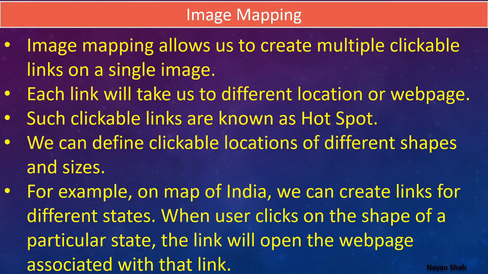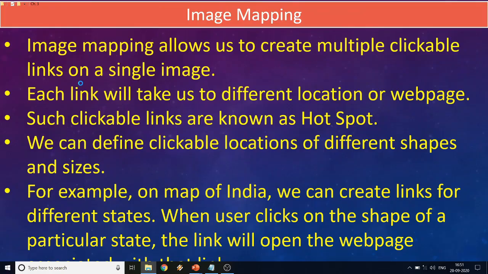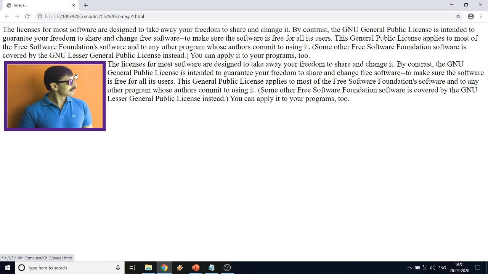If you remember, last lecture we created an image and we also saw how we can create a link on an image. This chapter we will see image mapping. Before we see image mapping, let us go back to that chapter 1 example and see how it was. This was the file we created last time. We inserted this image and we created a link on this image.